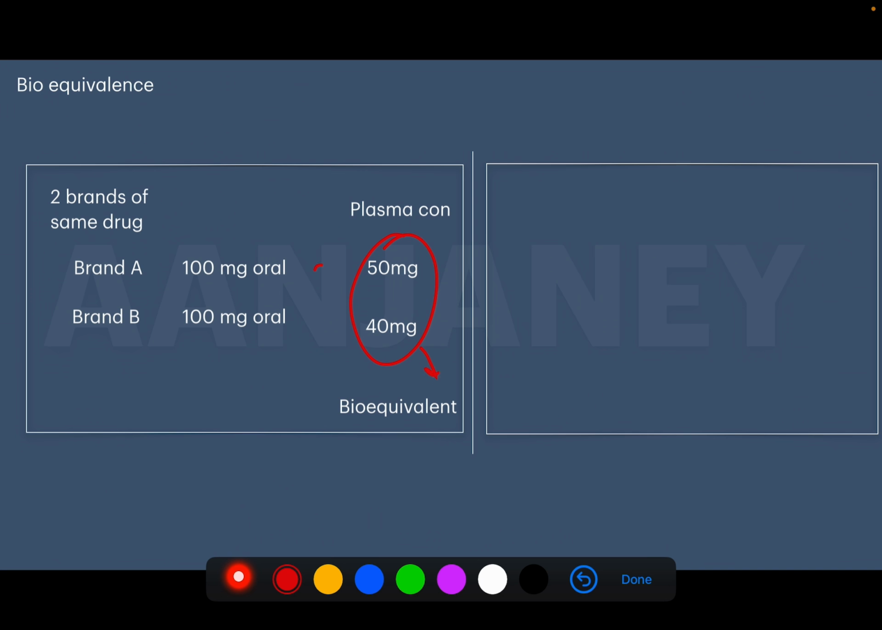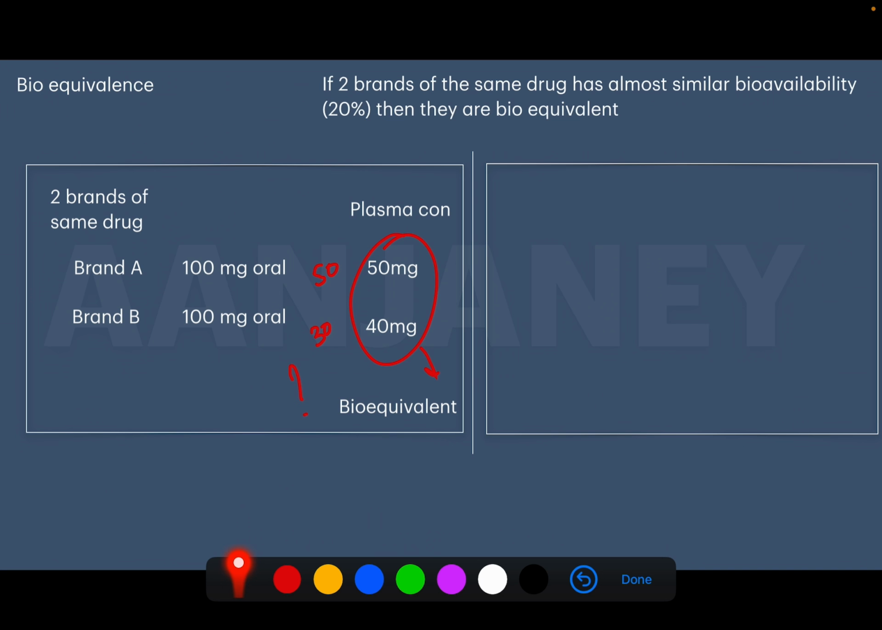Let's say if this was 50 and this was 30, can I still call it bioequivalent or not? For that, the difference should be within 20%. So two brands of the same drug that have almost similar bioavailability, not the same, similar, within 20%, are biologically equivalent drugs. So let's take another example.